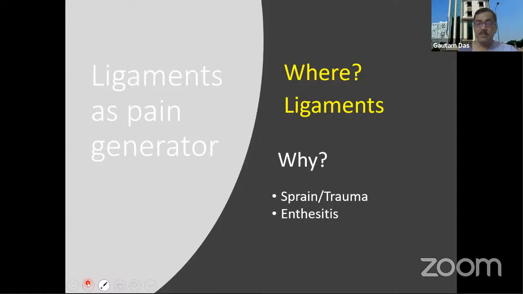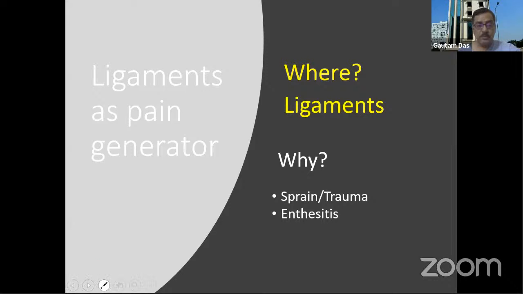Certain ligaments, like the interspinous ligament and some other ligaments, can be painful because of enthesitis. What is enthesis? Enthesis is the soft tissue around the insertion of the ligaments, tendons and capsules. These soft tissues sometimes become inflamed, particularly in spondyloarthritis like ankylosing spondylitis. So that can be a painful condition. The ligament sometimes becomes the source of the pain.